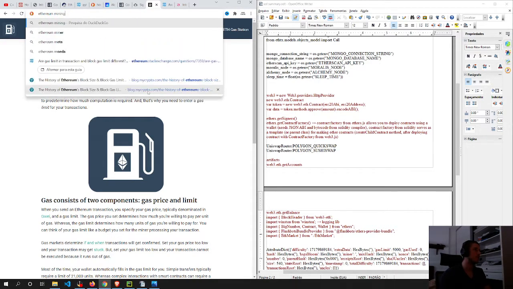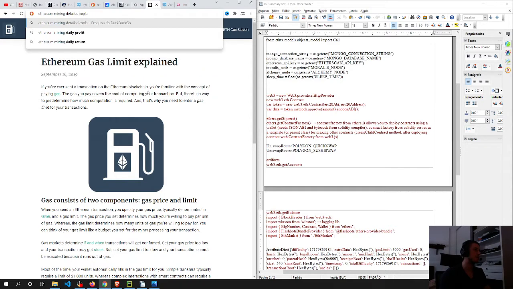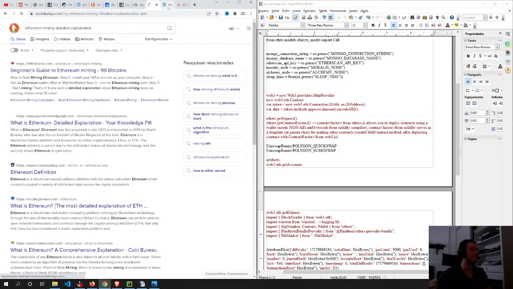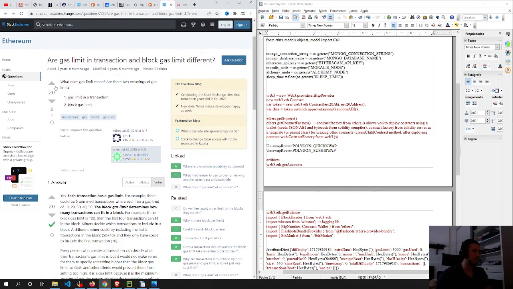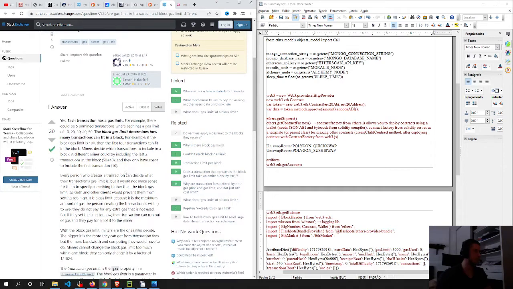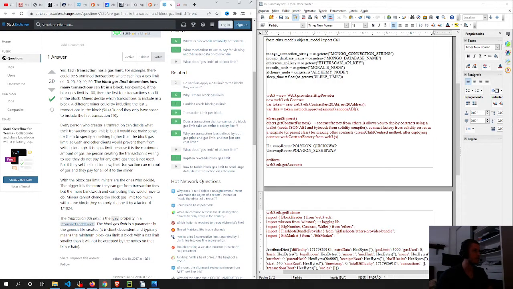Ethereum mining layout explanation. Each transaction has a gas limit. For example, there could be 5 unmined transactions where each has a gas limit. The block gas limit determines how many transactions can fit in a block.